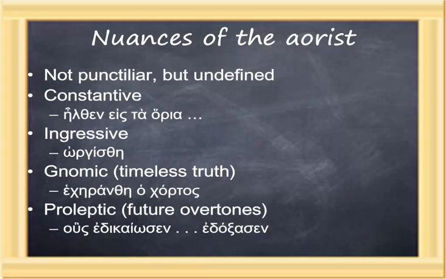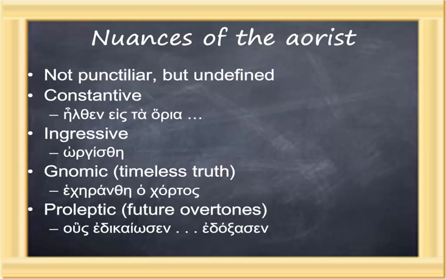What's often called the ingressive aorist is a phrase like orgisthe. She was angered. Well, obviously, if one becomes angered, that anger endures. The event that caused the anger began it, ingressive. The gnomic aorist is used to express a timeless truth. The grass withered, literally, is what the Greek says, but we would translate it, the grass withers. It's sort of a timeless truth, a gnomic.